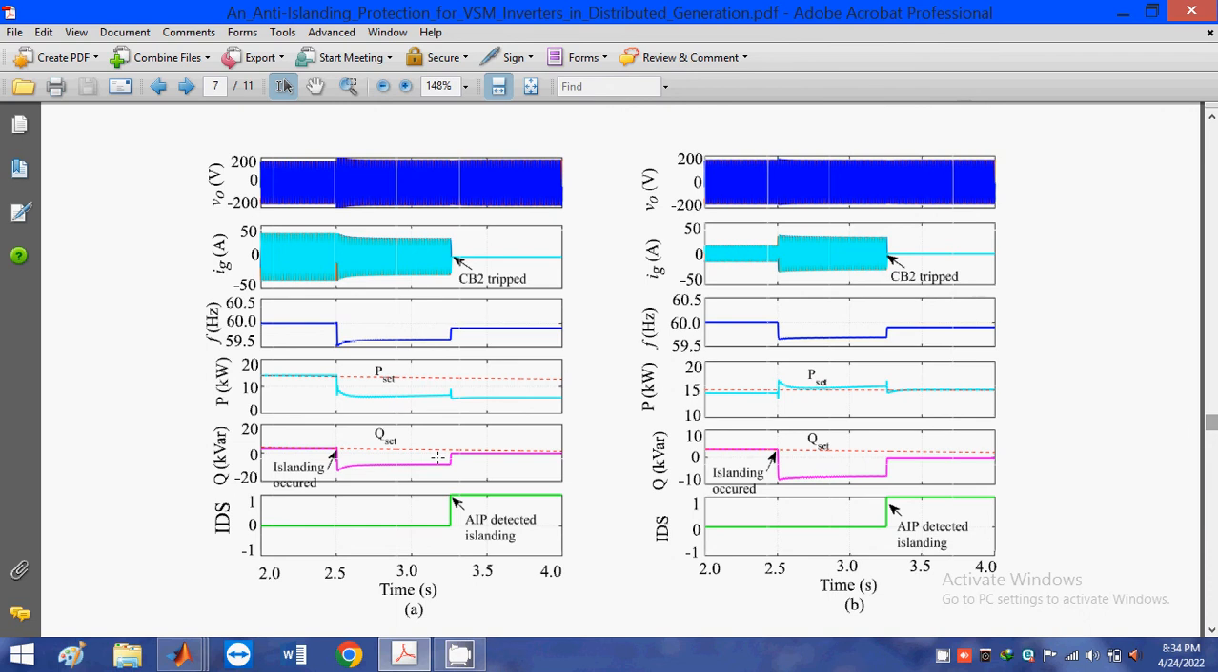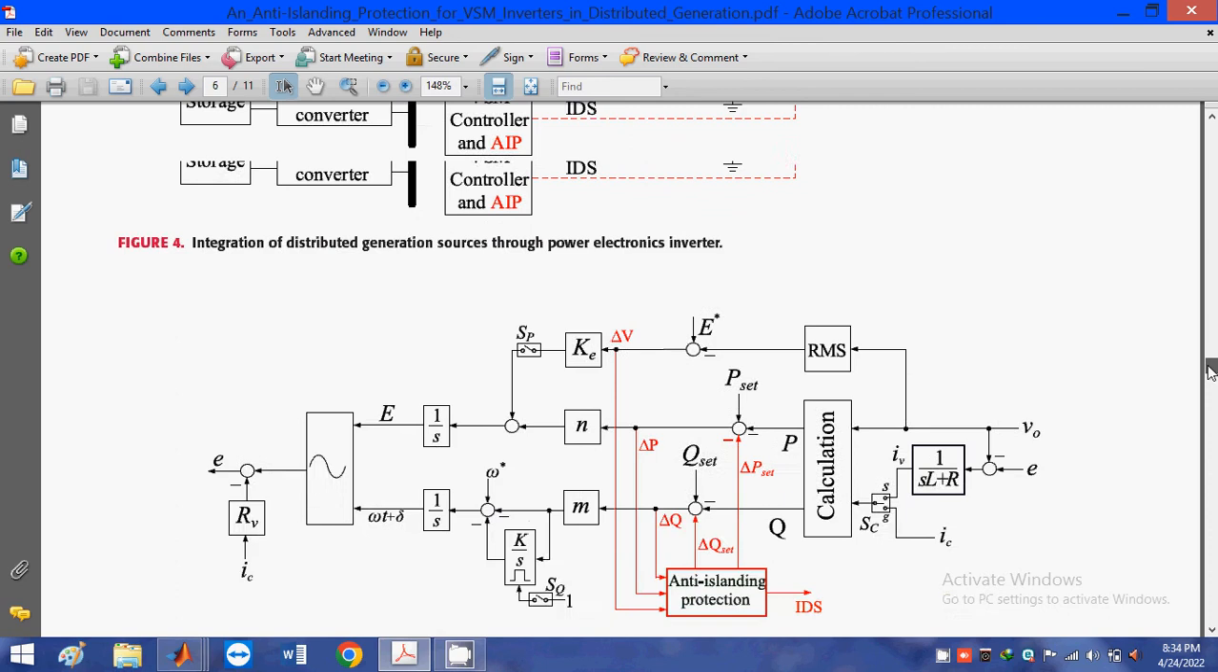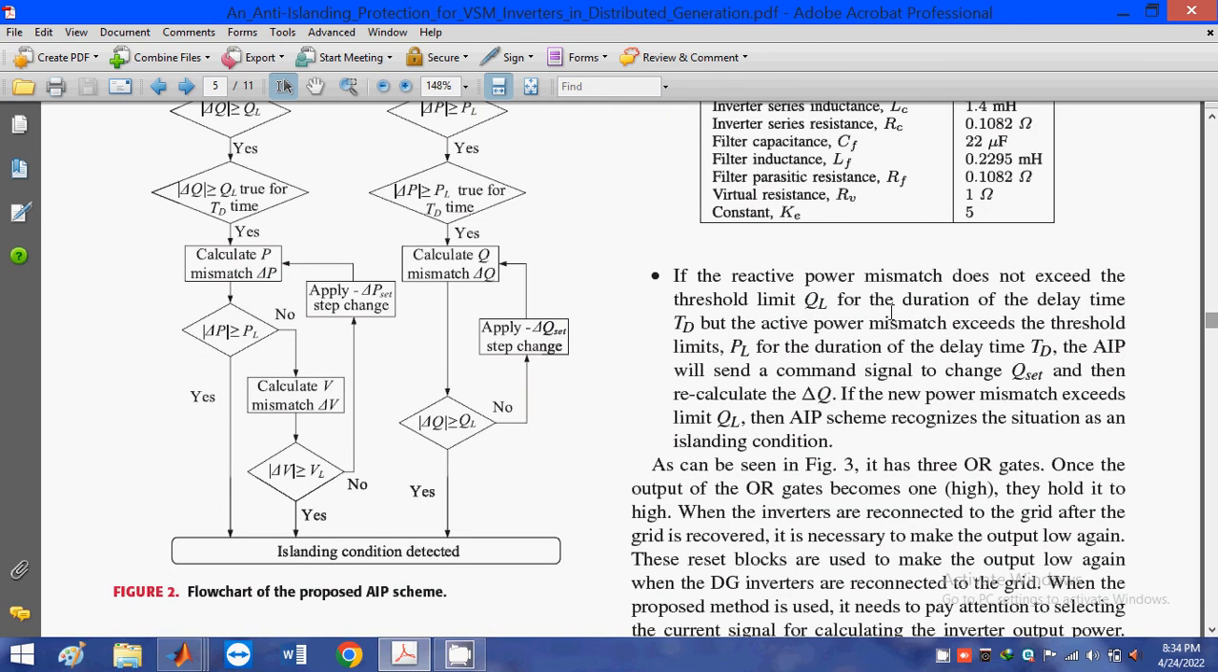How will this condition be detected? From the flow chart that we mentioned here. So this is the flow chart, figure number 2. We mention the threshold levels of the active and reactive power, according to the power mismatches with the threshold level. For active and reactive power mismatches with the threshold level, then we need to have that condition. What is the condition we have? Islanding detection. Okay, this is the major thing. Islanding detection means I just need to disconnect the main grid from the microgrid.